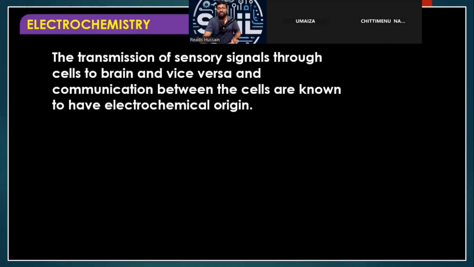The transmission of sensory signals through cells to the brain and vice versa, and communication between the cells, are known to have electrochemical origin. Suppose you touch ice, you feel coldness. If you touch some hot object, you feel hotness. Through your sensory organs the sense of touch reaches the brain as signals. This communication between cells is also due to electrochemical origin.